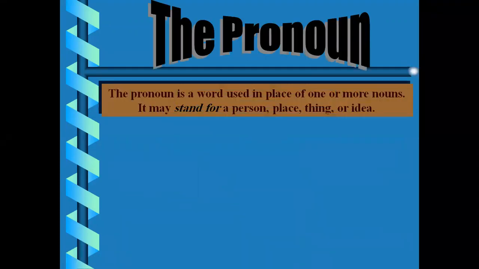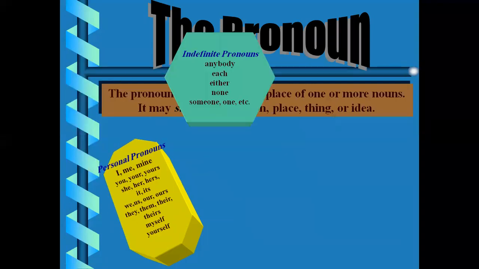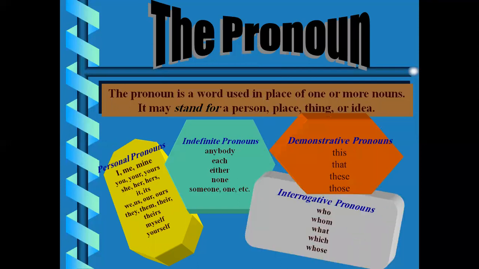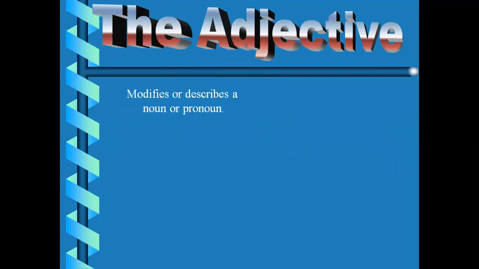The pronouns, I said that the pronoun is a word used in place of one or more nouns. It may stand for a person, place, thing, or an idea. In English, we have about five types of pronouns: personal pronouns, indefinite pronouns, demonstrative pronouns, and interrogative pronouns. Here I want you to know the main idea or the headlines, or the names of the parts of speech.